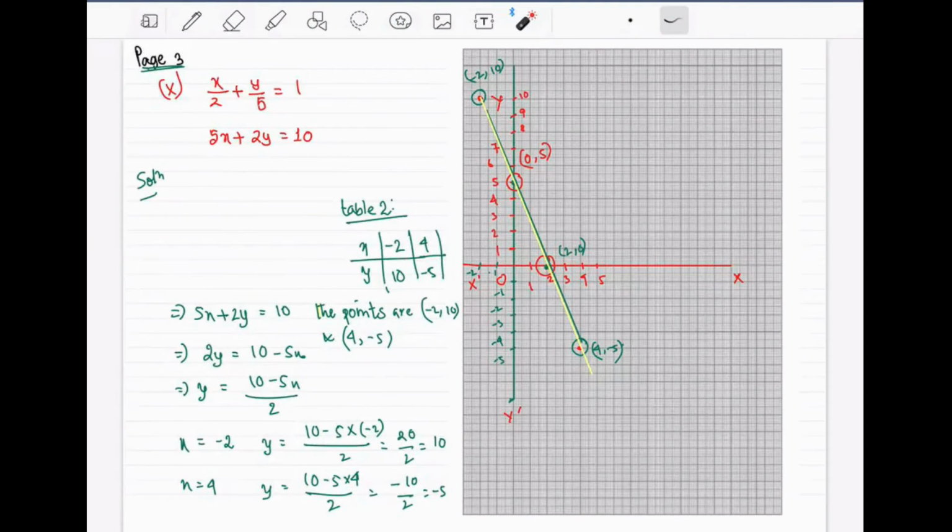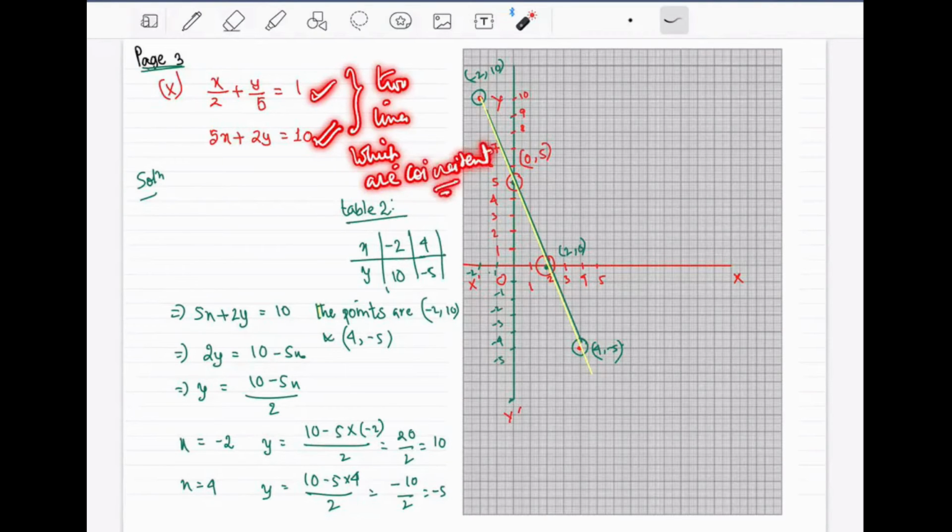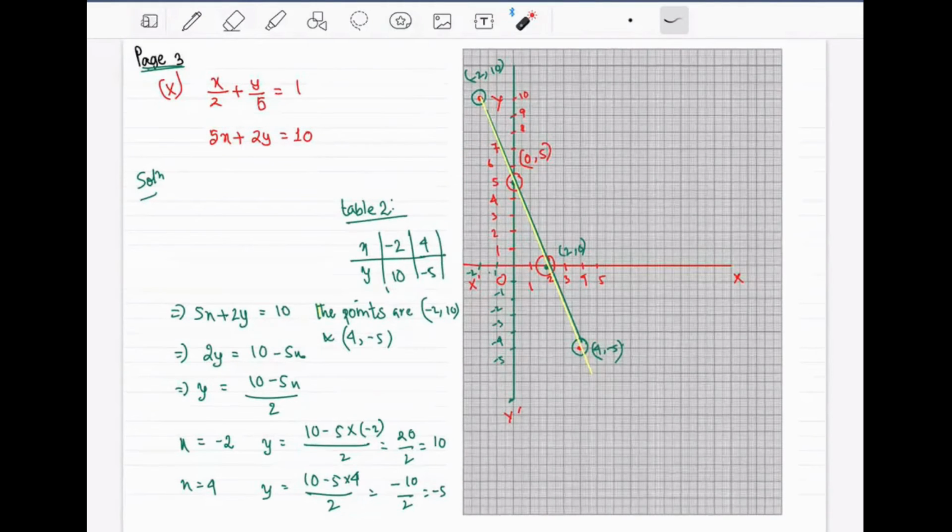So what this means is that these two equations, when we draw the graph of them, we obtain what now? Two lines which are coincident. Coincident means one sits on top of the other. That means every point satisfies the two equations.